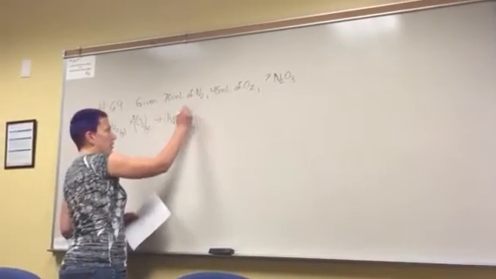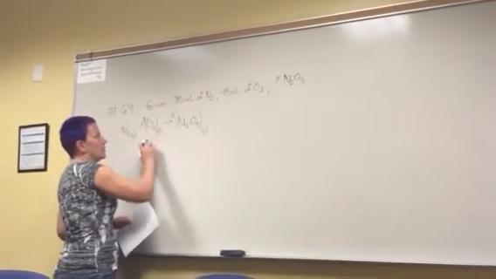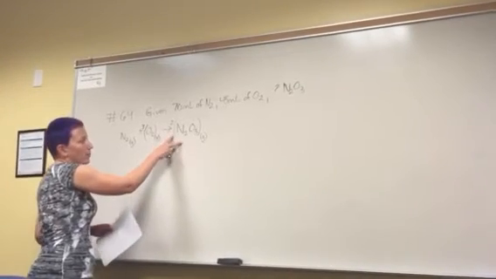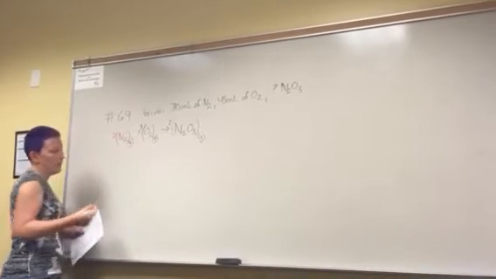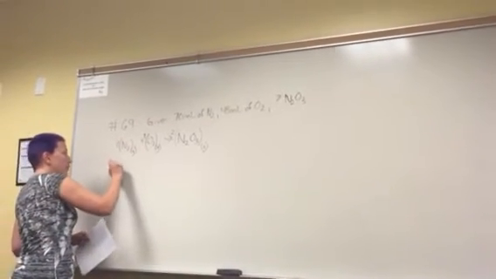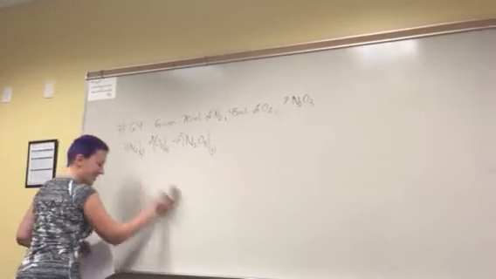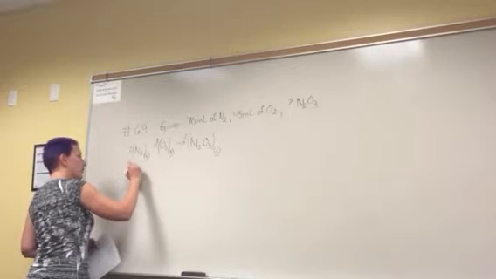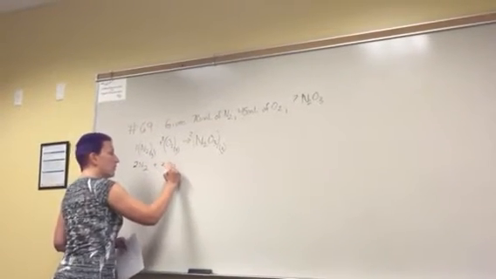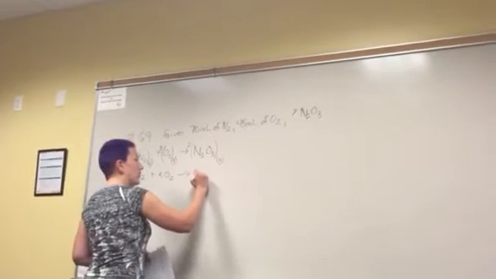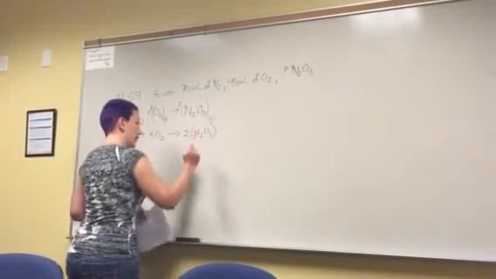So I'm going to multiply the whole thing by 2 because this needs to be 6. So 2 times 3 is 6. Good. But now I have 4 N's, and I only have 2 here. So I'm going to multiply my N2 times 2, and that gets me 4. So my new equation is 2 N2 plus 3 O2, and it's going to yield 2 N2O3. Okay, so there I am.